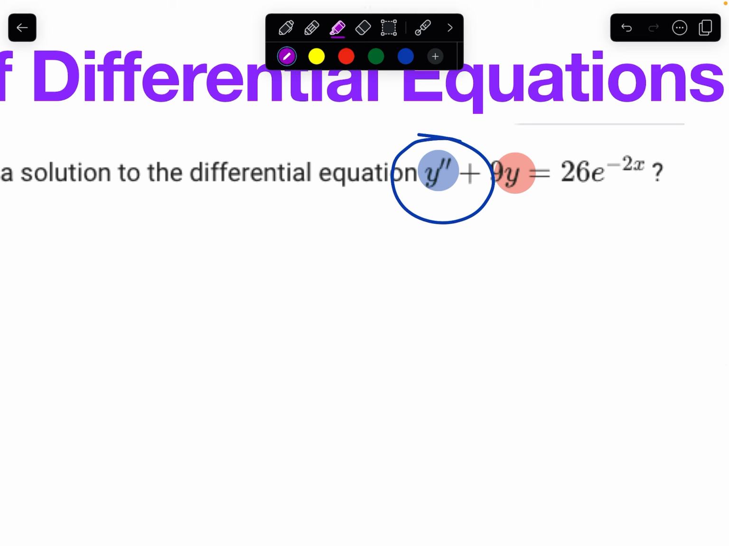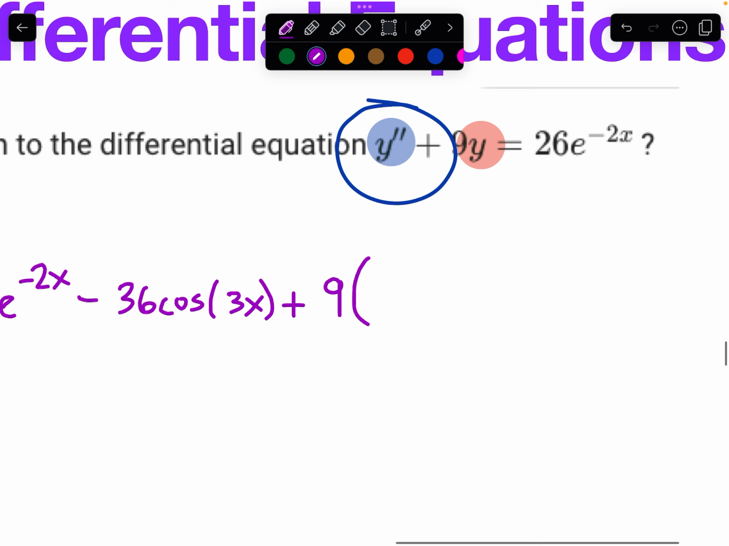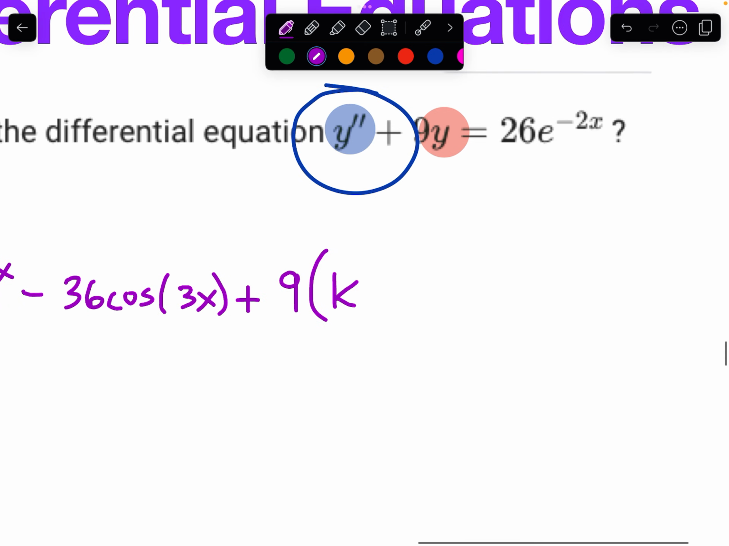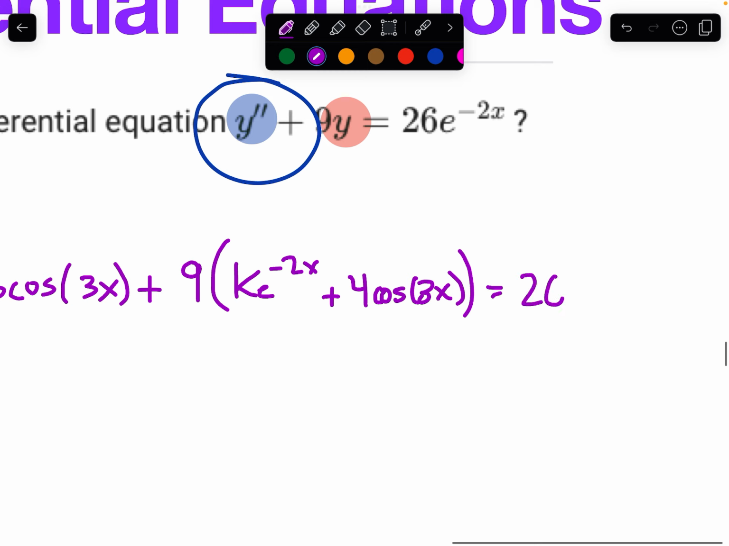Y double prime was 4k e to the power of negative 2x minus 36 cosine of 3x. That was y double prime, plus now 9 times y. Well, we were given what y was. It was k e to the power of negative 2x plus 4 cosine of 3x. And now equals, the right-hand side was 26e to the power of negative 2x.